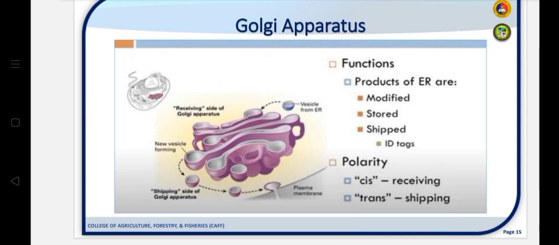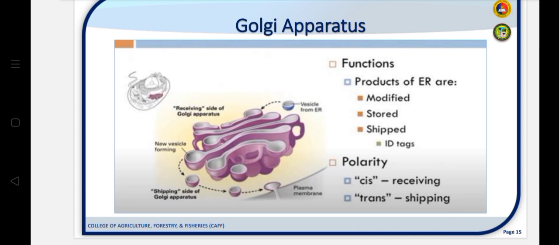Then we have ID tags. The Golgi can also add special chemical tags to proteins, which act like addresses to make sure they reach the correct location. Polarity of the Golgi. The Golgi apparatus has two sides: the cis side, which is the receiving side, and the trans side, which is the shipping side.